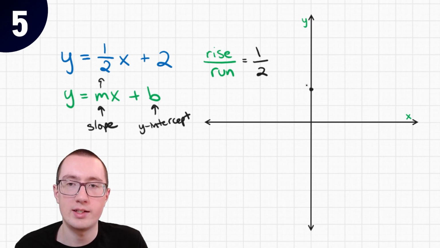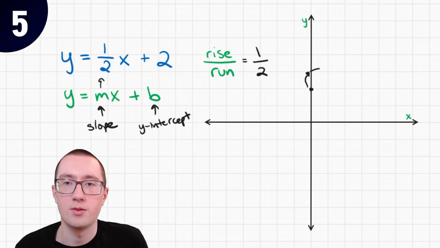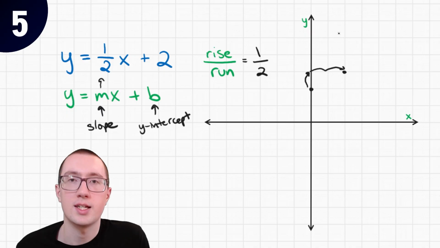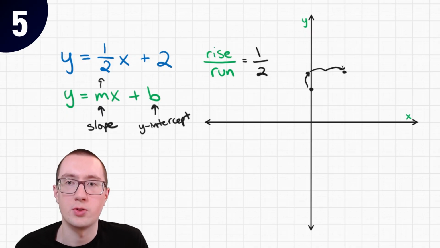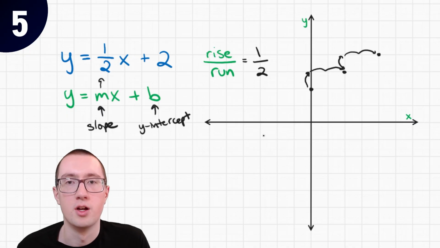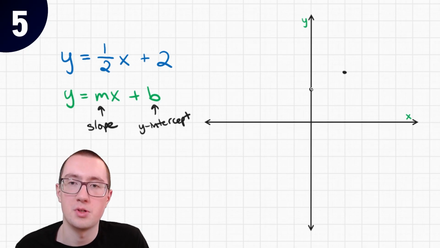So let's start by rising 1 square, and then we can run, which just means going to the right. We can run 2 squares. And when you do that, you can plot another point on the line. It'll be right here. Now, technically, you can do that as many times as you want. You can rise 1 and run 2, and then there will be another point here, and so on. But we really only need 2 points to be able to plot a line. So let's go ahead and get rid of that.